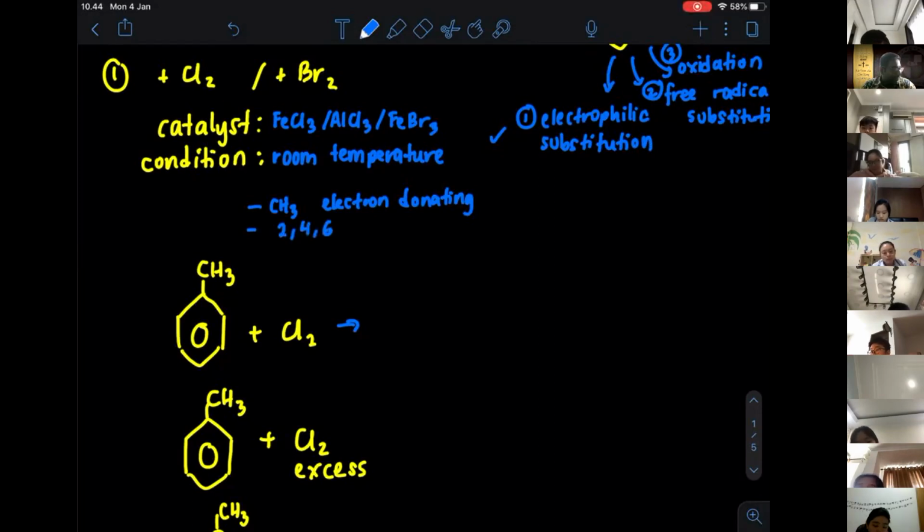So in this case, the Cl can come over here, next to CH3. This is position number 1, and this is position number 2, so Cl will come here. Or you can have CH3 over here, and then at position 2, 3, 4, Cl will come over here. You do not need to draw for 6 because it's the same as the first one over here.